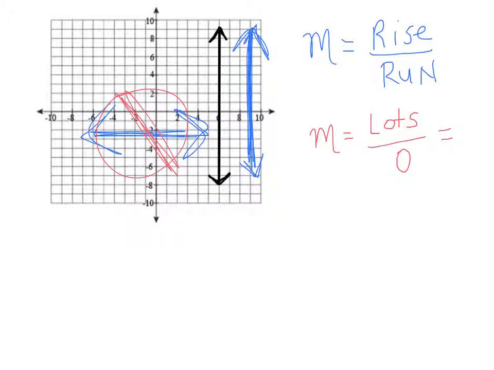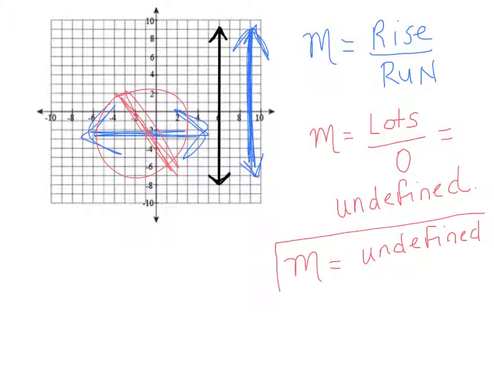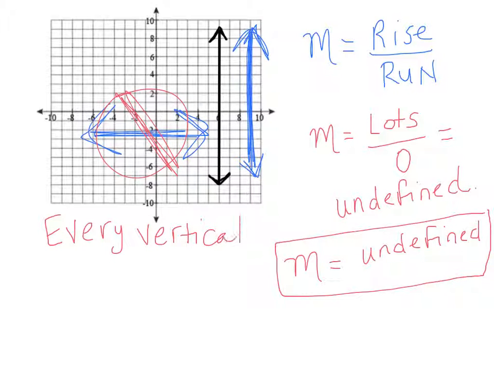Now, what do we say when we have 0 in the denominator or when we have division by 0? It's undefined, right? So this slope is undefined. So the slope of this line, instead of a number, we would say it's the word undefined. And in fact, just like every horizontal line has 0 slope, every vertical line has an undefined slope.